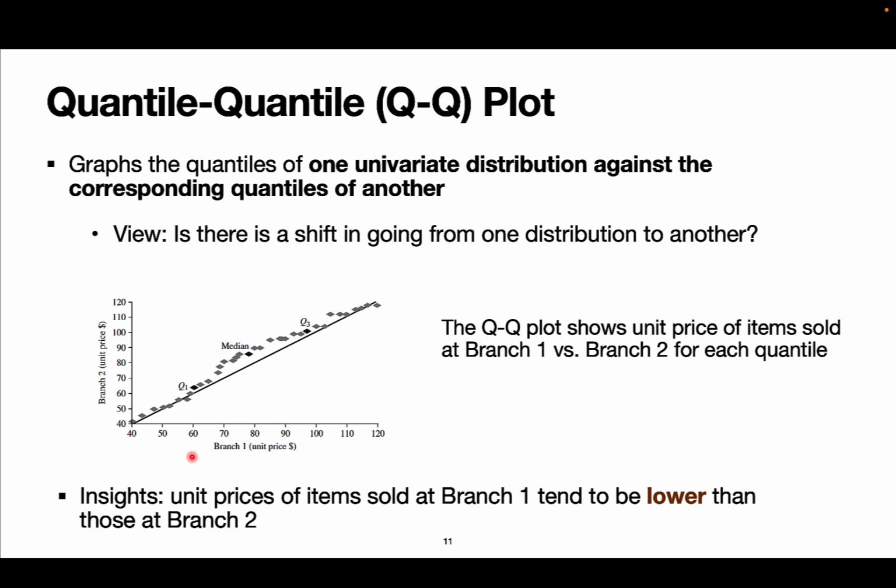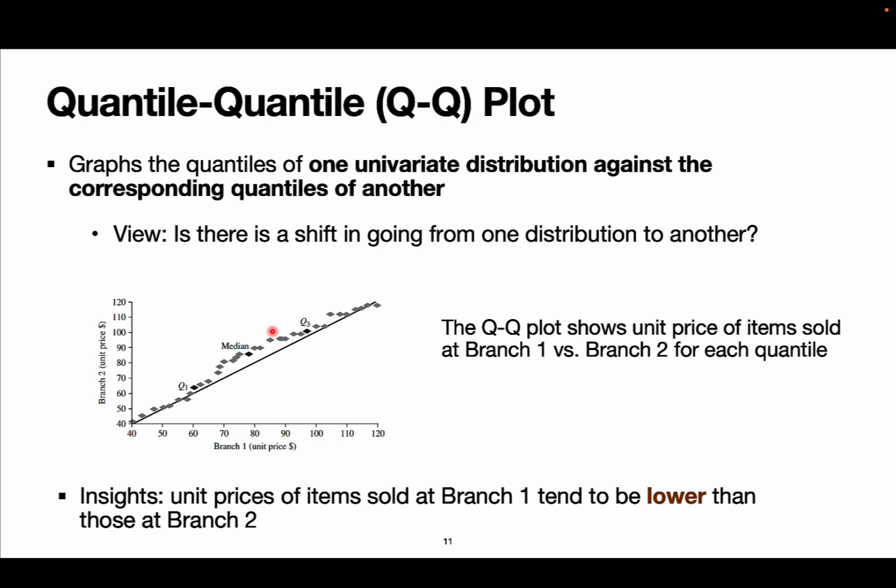Suppose the x-axis represents the prices in department store 1. Let's call it Walmart. And the y-axis represents the prices in another department store. Let's call it Target. And suppose there are like 10,000 identical items sold in both stores. So I'm going to sort them ascendingly and plot them as data points in this graph. I'm also going to show the quartiles.